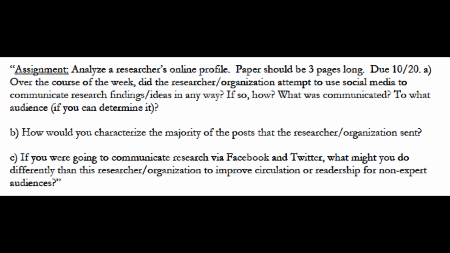B. How would you characterize the majority of the posts that the researcher organization sent? C. If you were going to communicate research via Facebook and Twitter, what might you do differently than this researcher organization to improve circulation or readership for non-expert audiences?